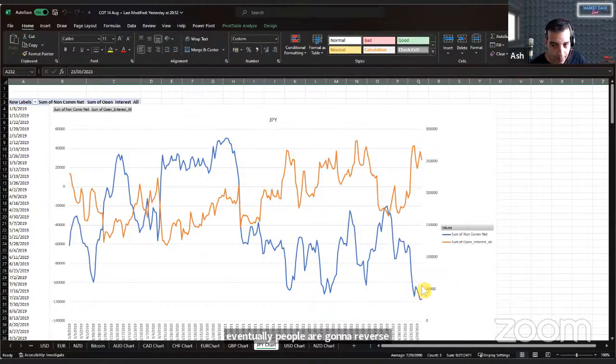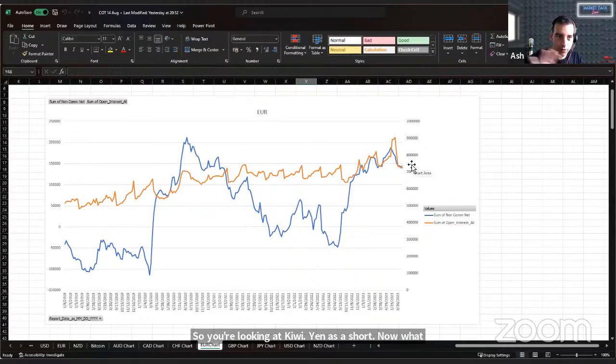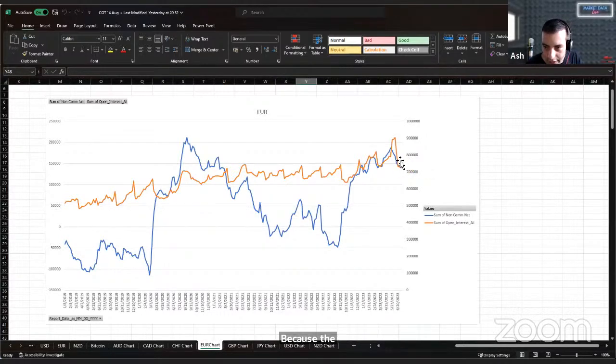So I think that the yen does become interesting, even though it's heavily sold off. It's so heavily sold off that the extreme can flip at any point. So that wouldn't put me off trading the Kiwi yen as a short. So you're looking at Kiwi yen as a short. Now, what about the euro? Because the euro Kiwi is another potential long. So we're looking at Kiwi short possibly here.